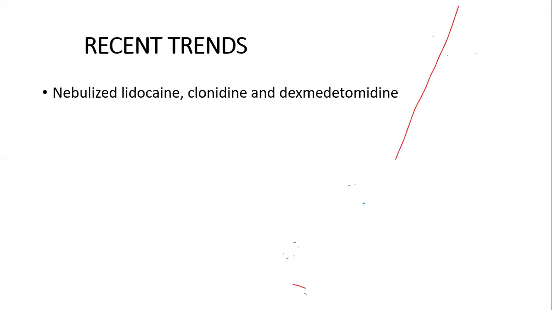Now, in the recent trend, the use of nebulized lidocaine, clonidine, and dexmedetomidine has been advocated as a method of reducing the pressure response to laryngoscopy, particularly through the afferent pathway, because the glossopharyngeal nerve in the tongue, as well as the internal division of the superior laryngeal nerve, are actually blunted, and this will in turn reduce the tendency to have an exaggerated pressure response to laryngoscopy.